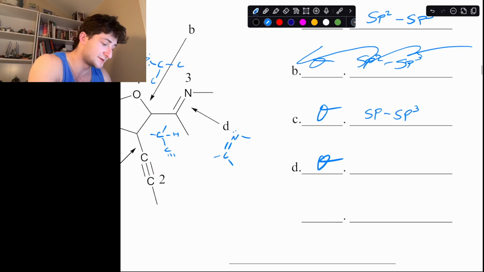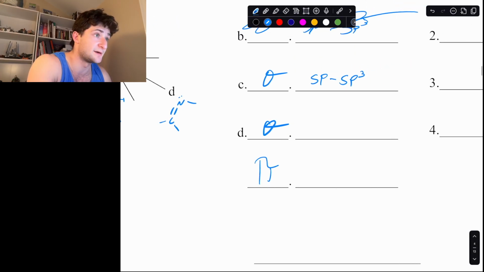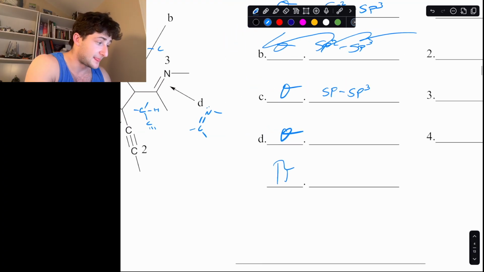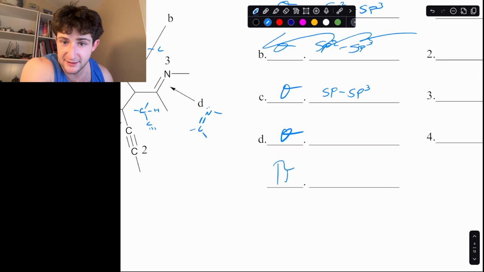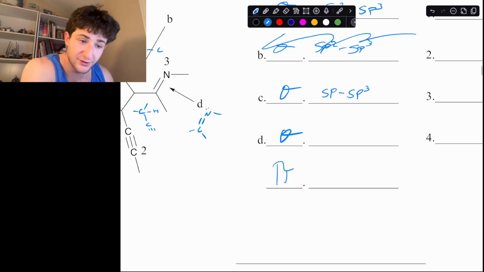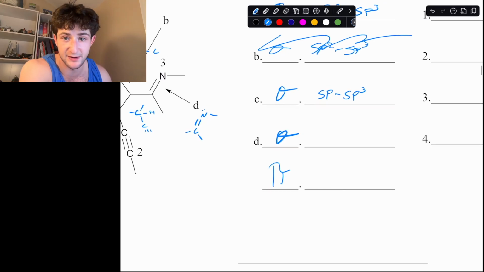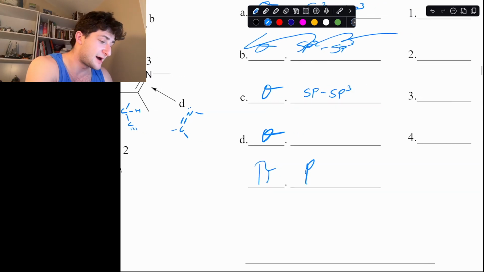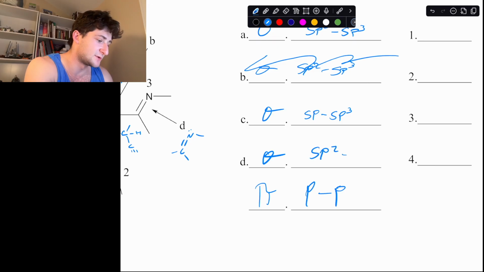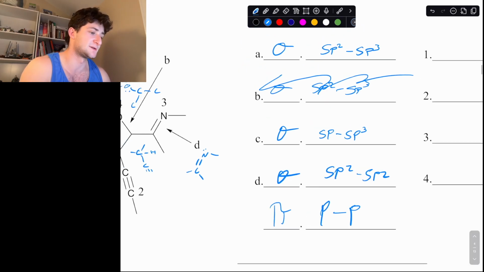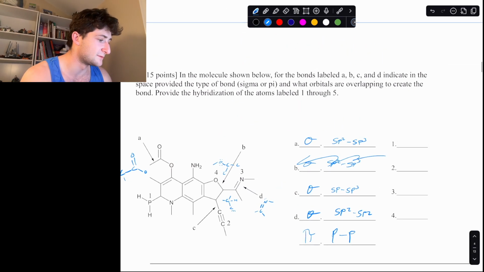It's both a sigma and a pi bond, because every time there's a double bond, not only is there a pi bond, but there also is a sigma bond, which is easy to forget. And a pi bond is always p to p in terms of its orbitals, and we just said this was sp2 to sp2. Nice. All right. What's this 1 through 5?